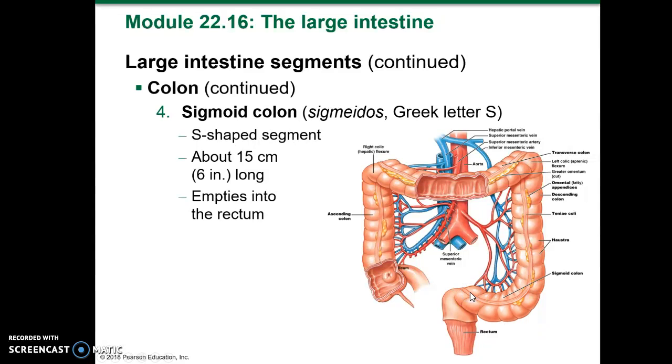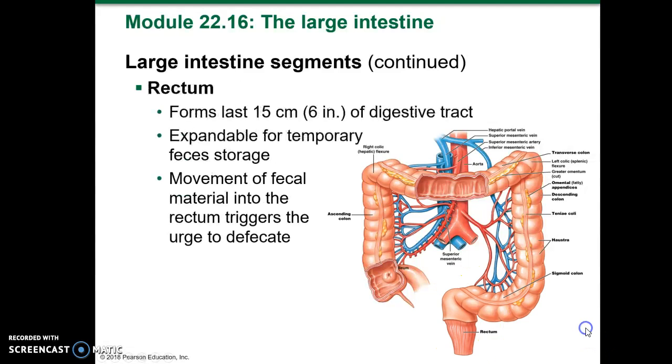The sigmoid colon is an S-shaped segment. It's about 6 inches long and empties into the rectum. The rectum forms the last 6 inches of the digestive tract. It's expandable for temporary feces storage. Movement of fecal material into the rectum triggers the urge to defecate.